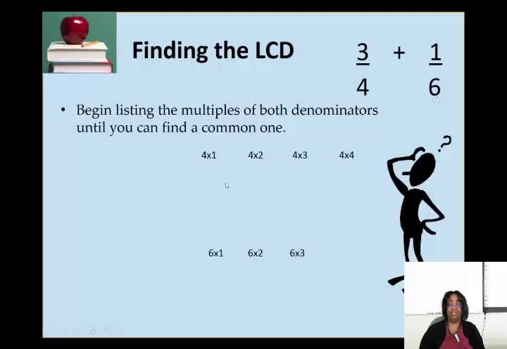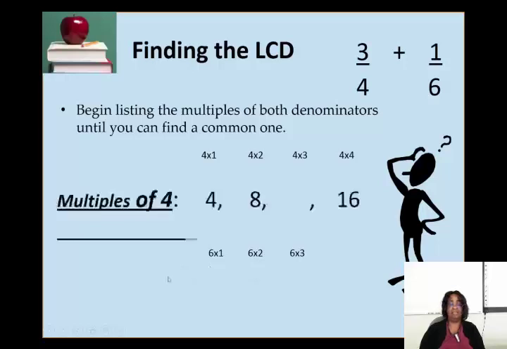And the way that you make a factor list is all you do is you take that number times 1, that number times 2, that number times 3, that number times 4. When I'm multiplying by 1, 2, 3, 4, 5, 6, that's called multiples. And then you do the same thing for 6. 6 times 1, 6 times 2, 6 times 3, until you find something in the list that they both have in common.